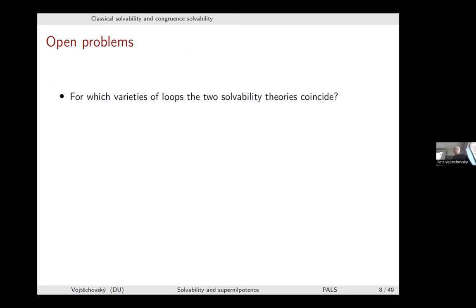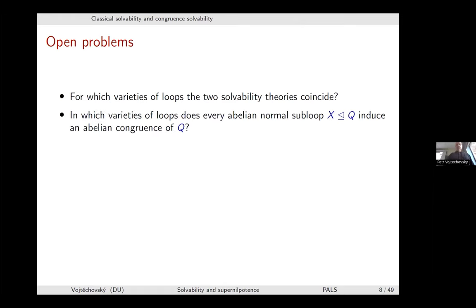Sorry, I went backwards. The question is when they coincide, these two theories. So that's the first general open problem: in which varieties of loops, or other varieties close to groups, do the theories coincide? And in which varieties of loops does every abelian normal subgroup induce an abelian congruence?